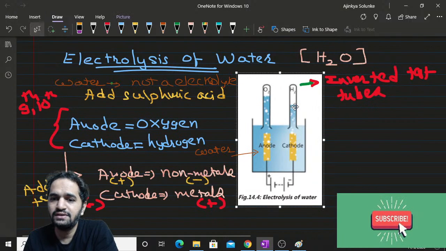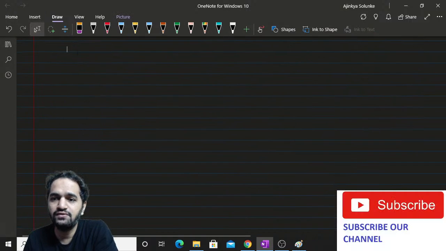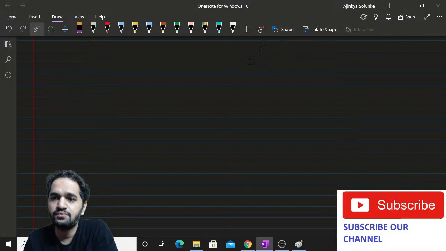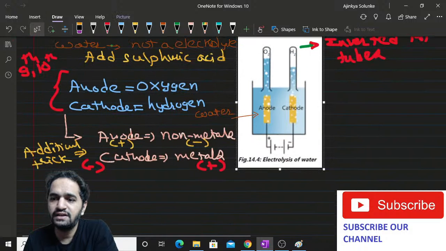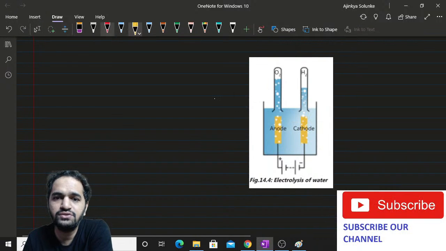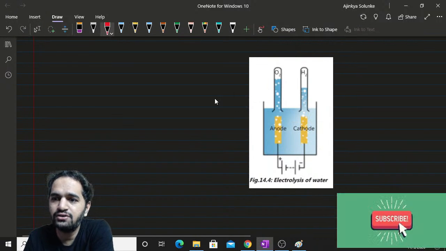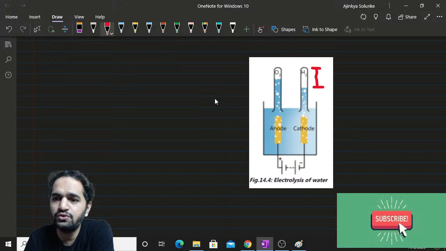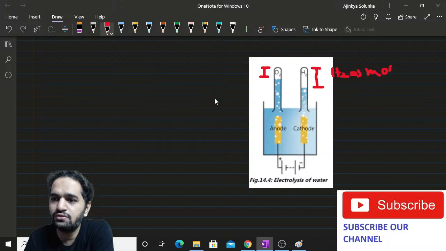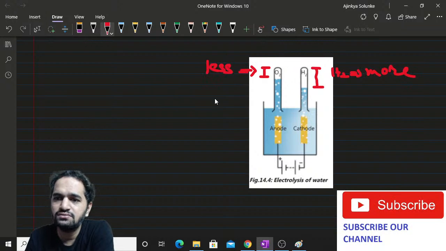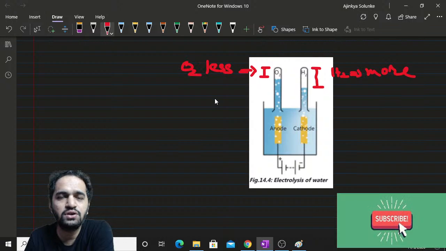Let us take this particular diagram and we will discuss something more. Now have you observed that the hydrogen content has been shown more? Can you see the content of hydrogen is very much more as compared to oxygen. H2 has been shown more and oxygen has been shown less. Okay, what might be the reason?